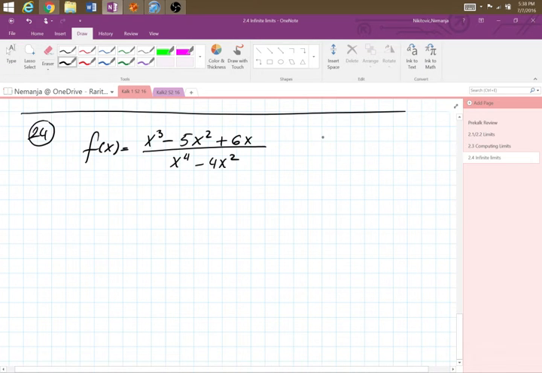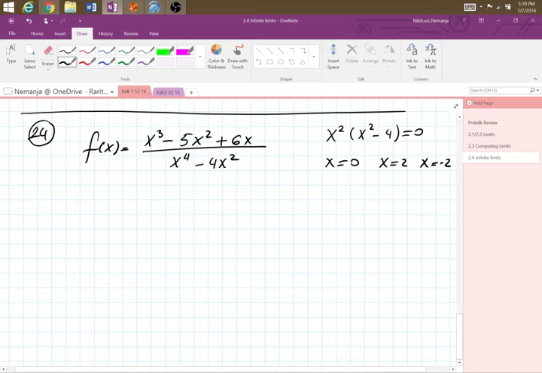Factoring the denominator, it's x squared times x squared minus 4 equal to 0. We have x equals 0, x equals 2, and x equals negative 2. Are we all good on that? You factor x squared minus 4 into x plus 2 times x minus 2, and x squared equals 0 is just x equals 0. So we have 3 candidates here for vertical asymptotes.